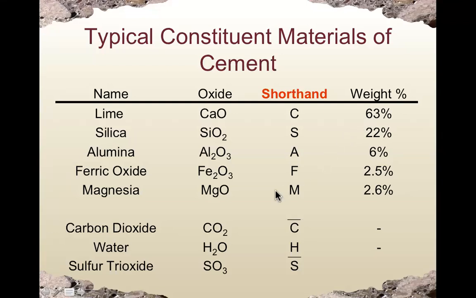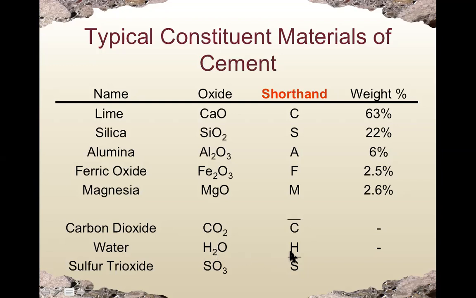There are some minor oxides such as magnesium oxide, whose shorthand is M. And also some carbon dioxide, CO2. Look at the shorthand: it is C with a dash line on top. This is the shorthand for CO2. So we can see the difference: C without the dash line on top is for calcium oxide, and C with a dash line on top is for CO2.